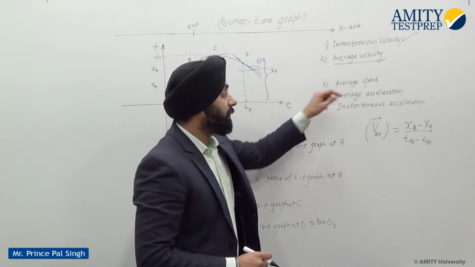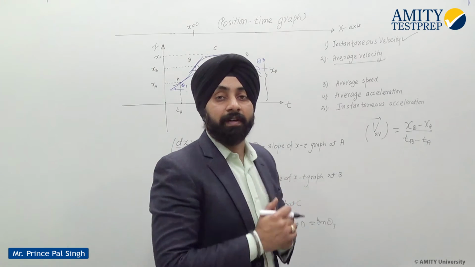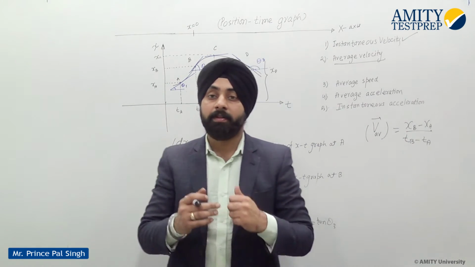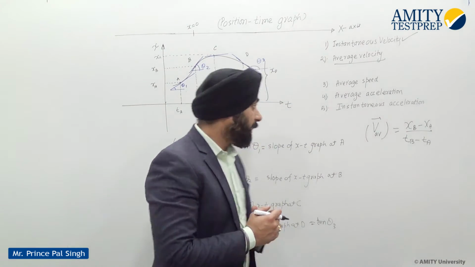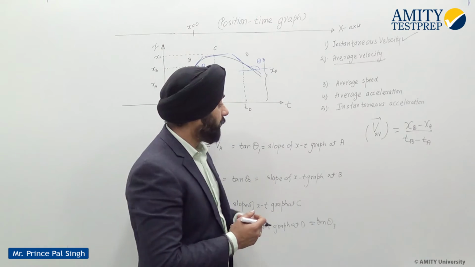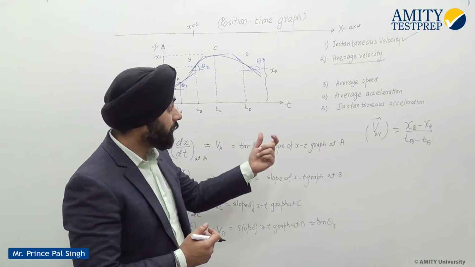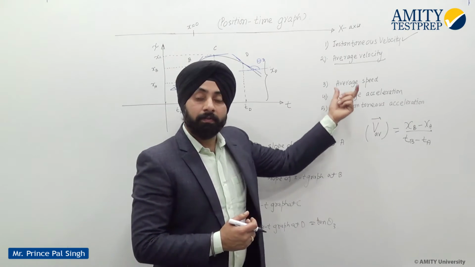Now we will find the average speed. The average speed is the total distance travelled by the particle upon time taken. The average speed is a positive quantity, but it is not equal to the magnitude of the average velocity.